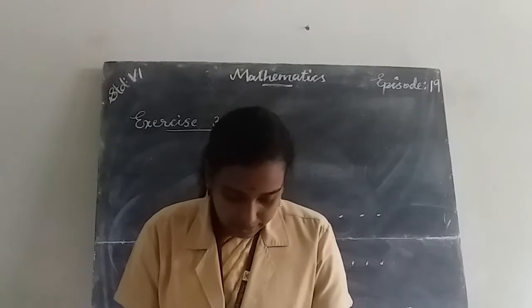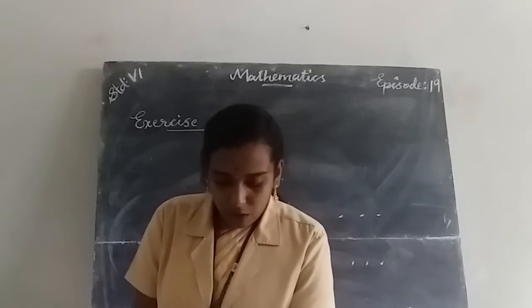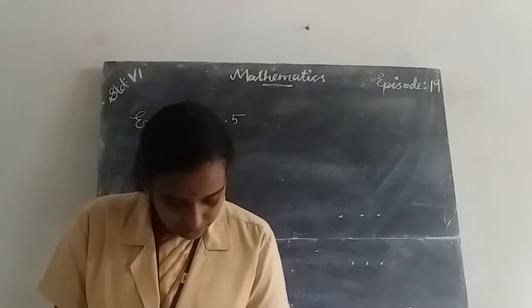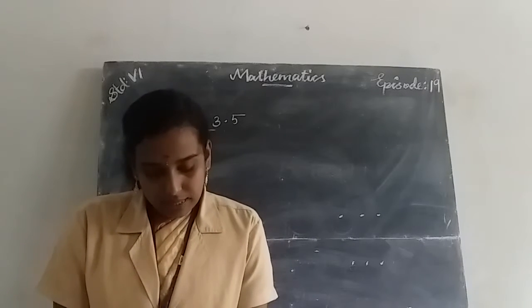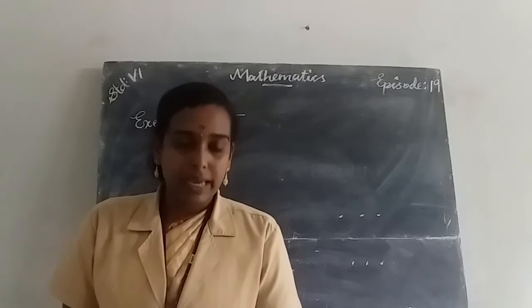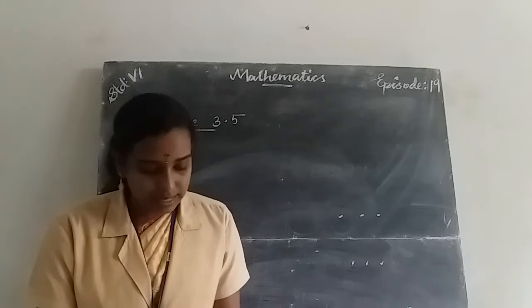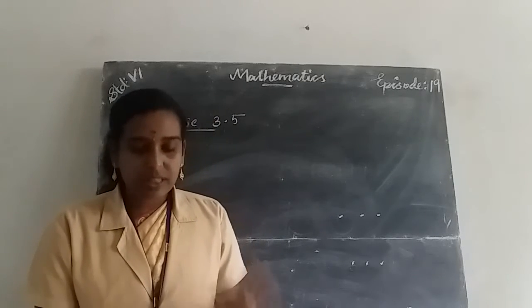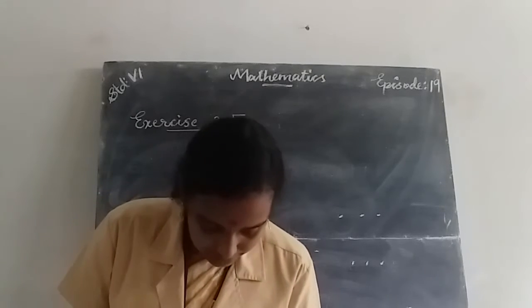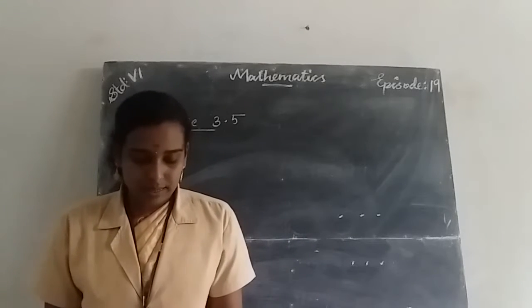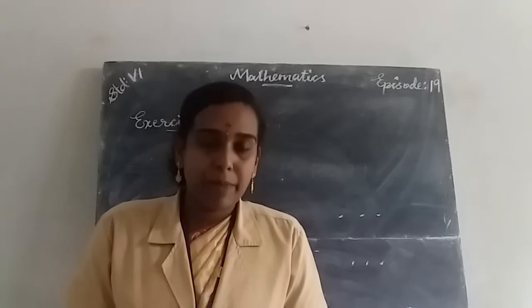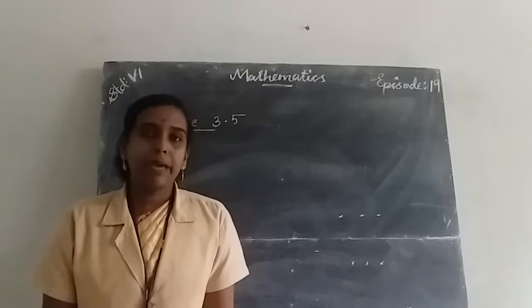So the question is, the product of three consecutive numbers is always divisible by 6. Here the statement is given. The statement is the product of any three consecutive numbers is always divisible by 6. Verify this statement with the help of some examples.